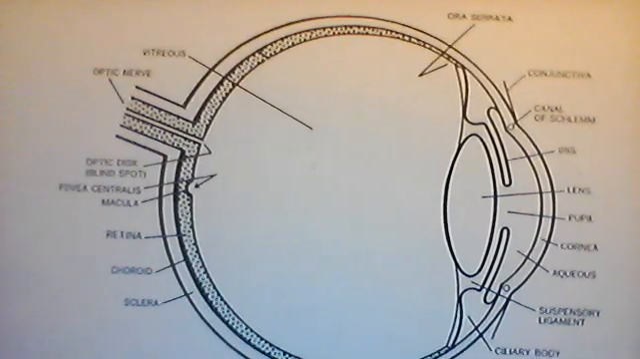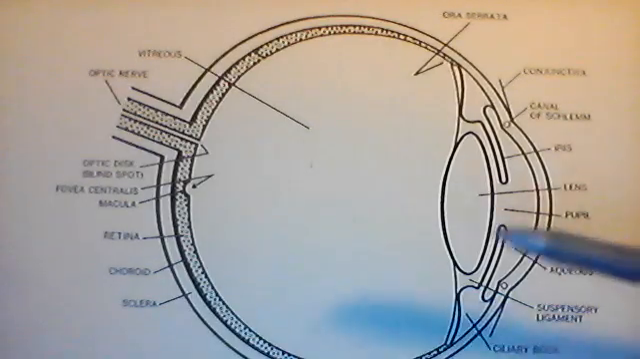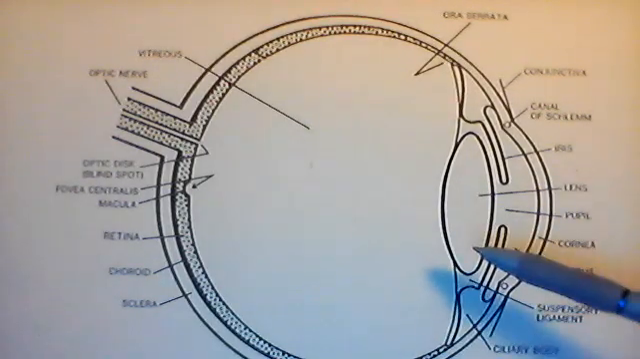The crystalline lens is clear and flexible. It is responsible for the near focusing and for accommodation.